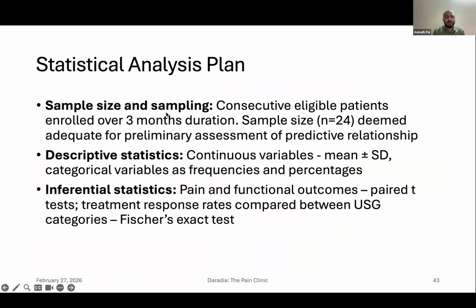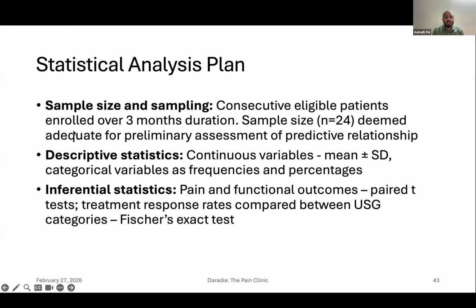So, statistics for this study. For sample size, it was convenience sampling, and it was consecutive sampling. The total sample size came up to 24. No randomization was done as such. And whatever data was collected was analyzed.